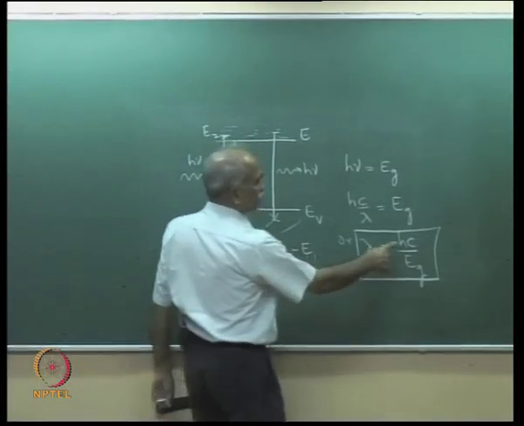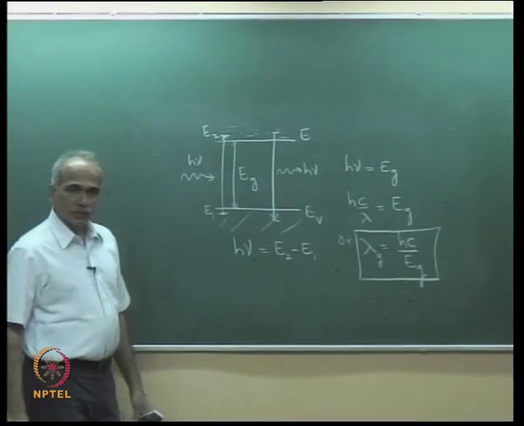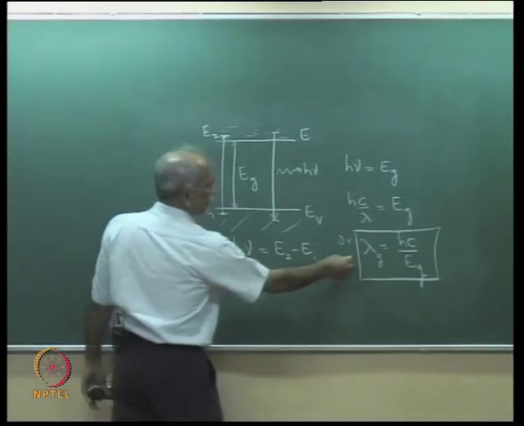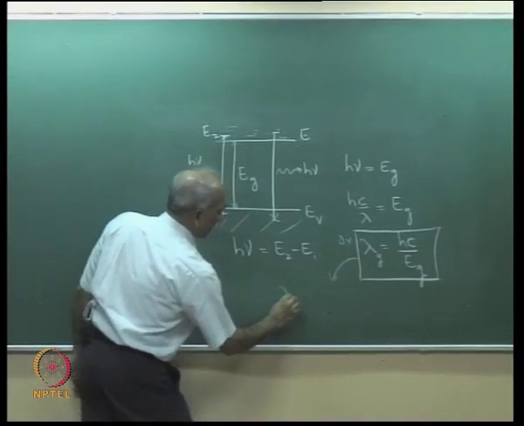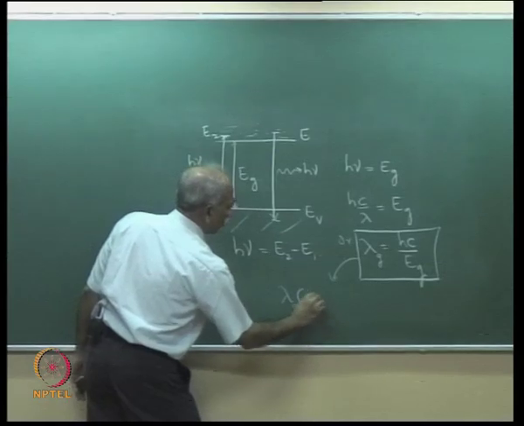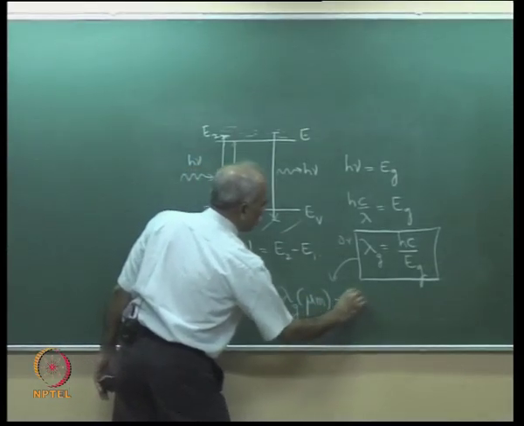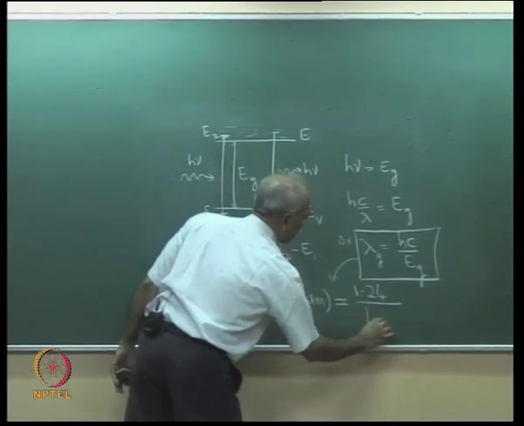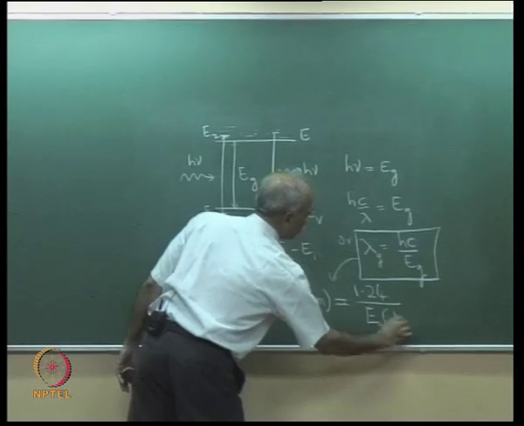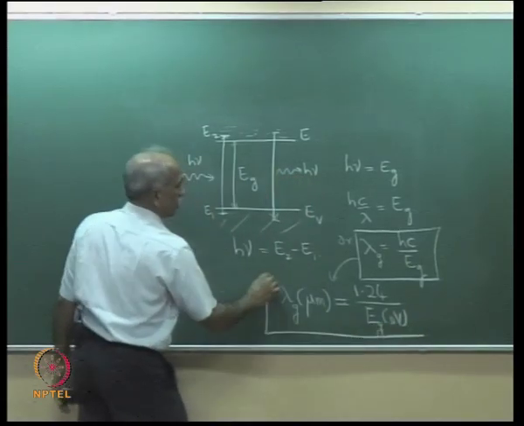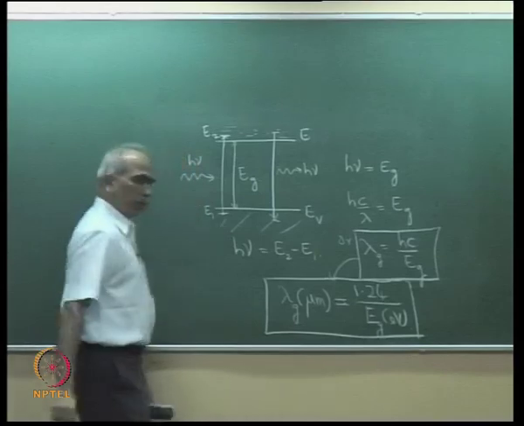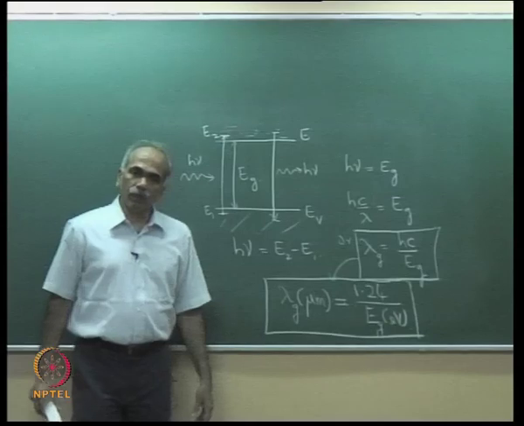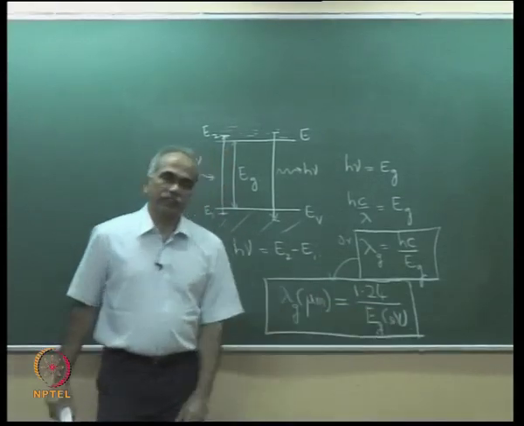h is Planck's constant, c is the velocity of light in vacuum, which are constants. So you can substitute values into this. If you substitute the values, then you find that lambda g in micrometers is approximately equal to 1.24 divided by Eg in electron volts. This is a very useful formula. The band gap wavelength in micrometers is approximately equal to 1.24 divided by Eg in eV.